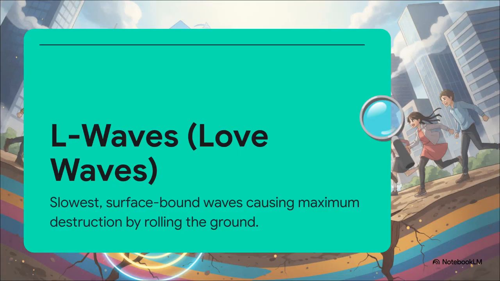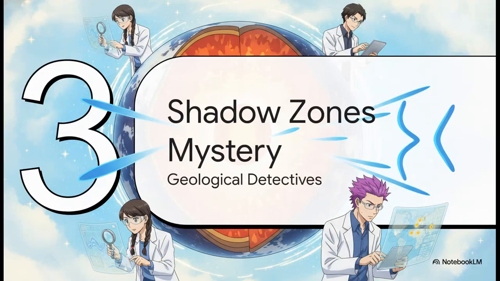Okay, but here's the real kicker. When those internal waves finally slam into the surface, they spawn L waves, also known as surface waves. Now there's a mnemonic trick here, which basically means these love waves bring total destruction to the surface. And don't let the nice name fool you. They are the slowest waves, but because they're trapped entirely in a two-dimensional surface plane, they don't lose energy by spreading out in 3D. They just roll the ground like a massive carpet, tearing up foundations and causing the absolute maximum amount of destruction. All right, on to part 3, the mystery of shadow zones.